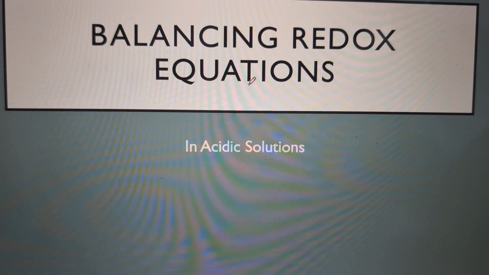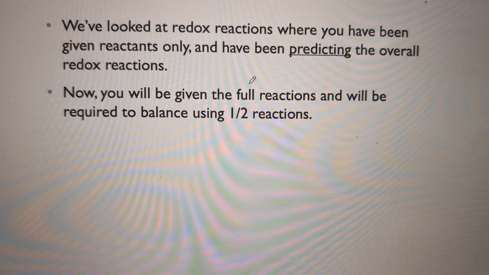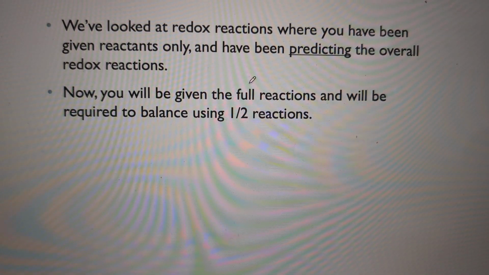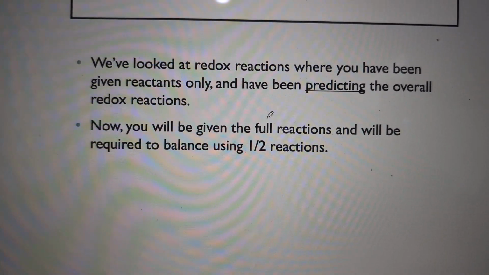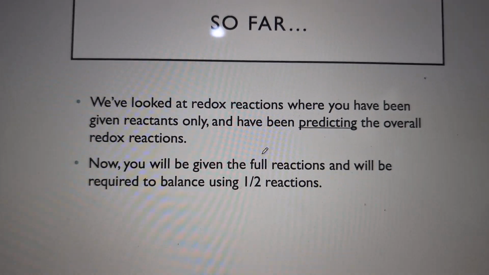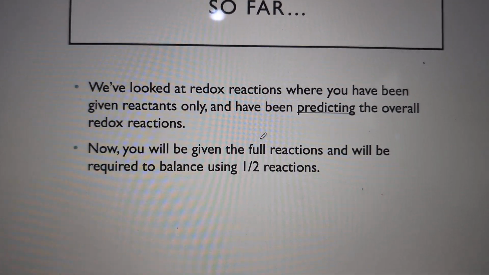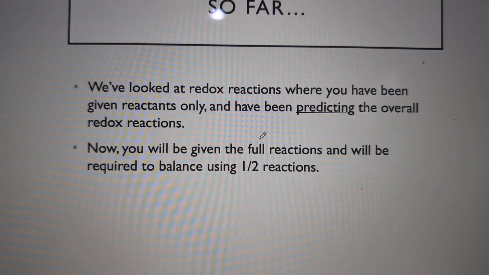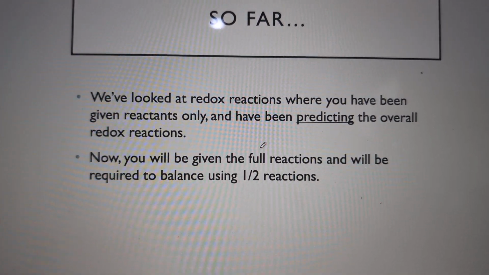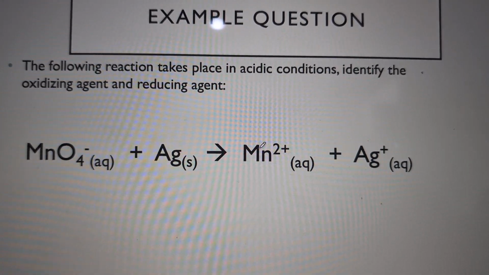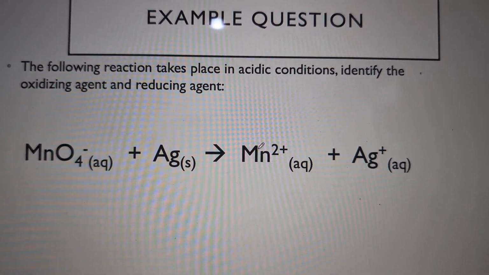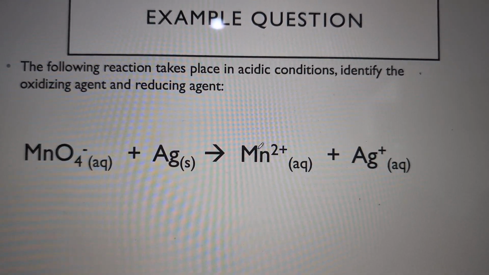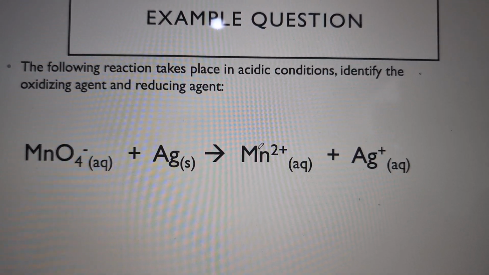Hello, Chem 30. So today we're moving on to balancing redox equations in acidic conditions. So far we have looked at redox reactions where we are predicting the redox reaction, listing everything that's present and identifying your strongest OA and strongest RA. What we're going to take a look at today is balancing in acidic conditions where you might have a reaction present, but it's not showing you everything.